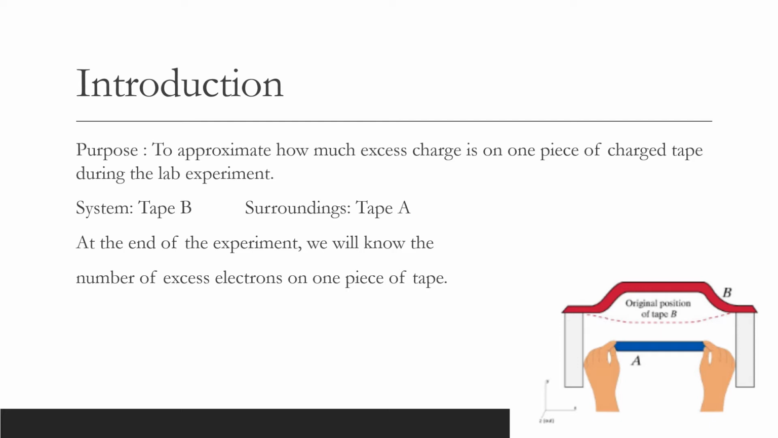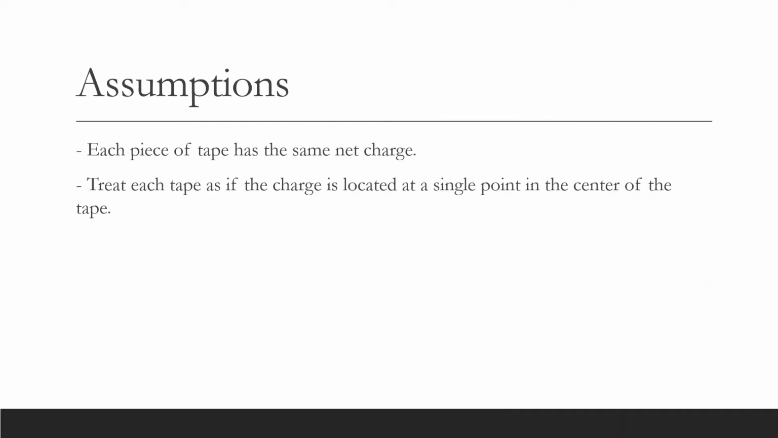So the whole system was tape B, and the surroundings was tape A. At the end of this experiment, we'll be able to know the number of excess electrons on one piece of tape. Some assumptions that we can make before starting this experiment is that each piece of tape has the same net charge. We can do this because both of the repelling forces are equal and opposite on each piece of tape, and we mainly do this because we really just want an approximation, and this is going to simplify our calculations a lot.